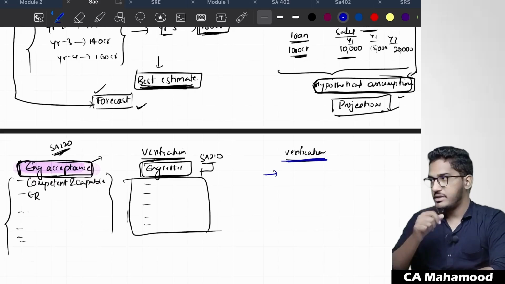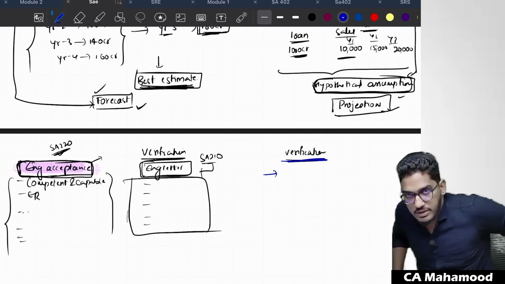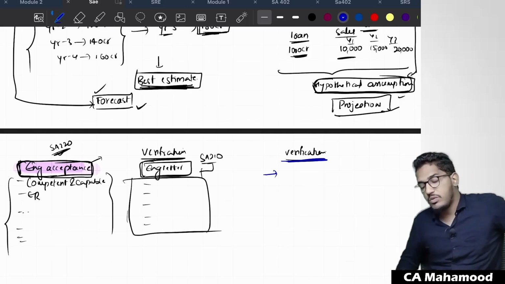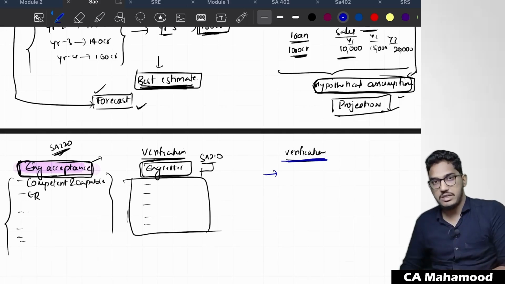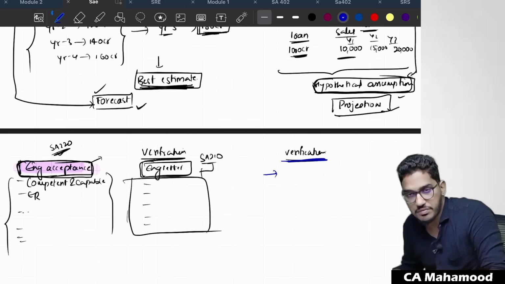When a client comes to you and asks, sir, please verify our prospective financial information, that means the client would have already prepared their prospective financial information. So on what basis would they have prepared it? Do you think they would have prepared the prospective financial information on the basis of factual data?